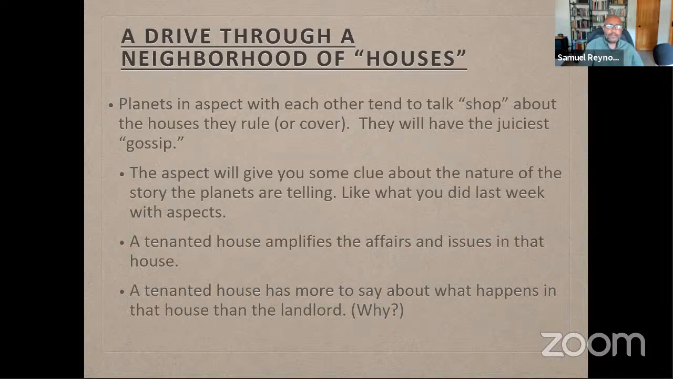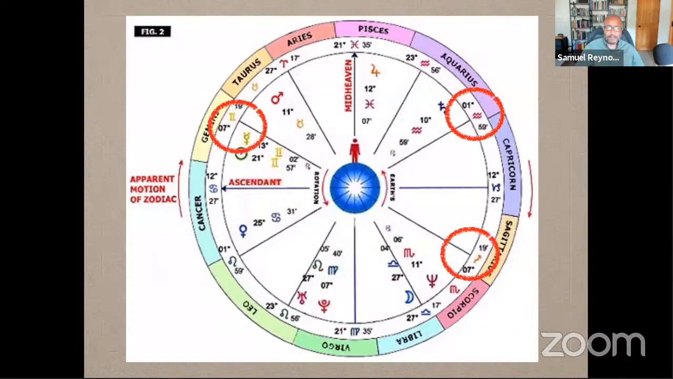So that becomes important in understanding one level of dynamic and looking at the houses. The next level of dynamic is also about the aspects that that planet makes to other planets, because that's going to influence it. So for instance, the sun in Gemini, by virtue of its connection with Mercury, is going to be very invested in the idea of communication and talking.